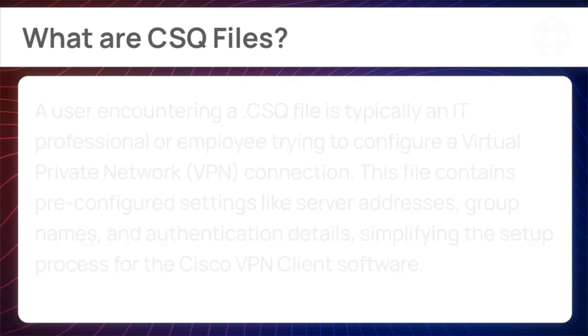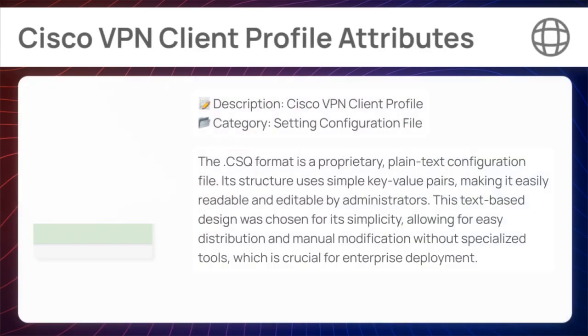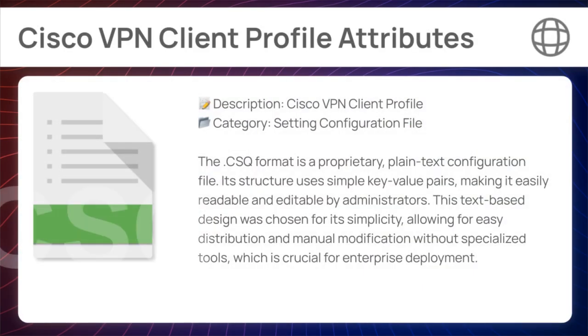This file contains pre-configured settings like server addresses, group names, and authentication details, simplifying the setup process for the Cisco VPN client software. The CSQ format is a proprietary plain text configuration file. Its structure uses simple key-value pairs, making it easily readable and editable by administrators.